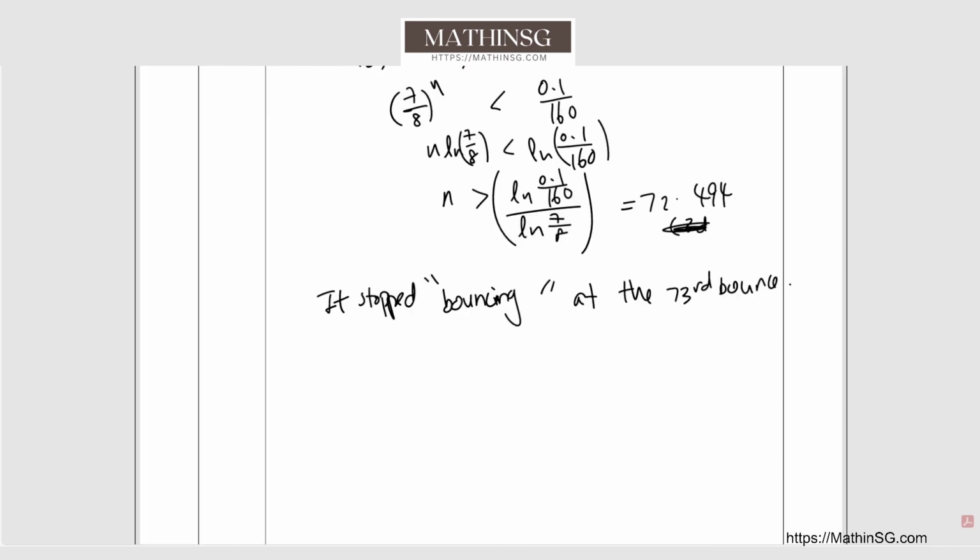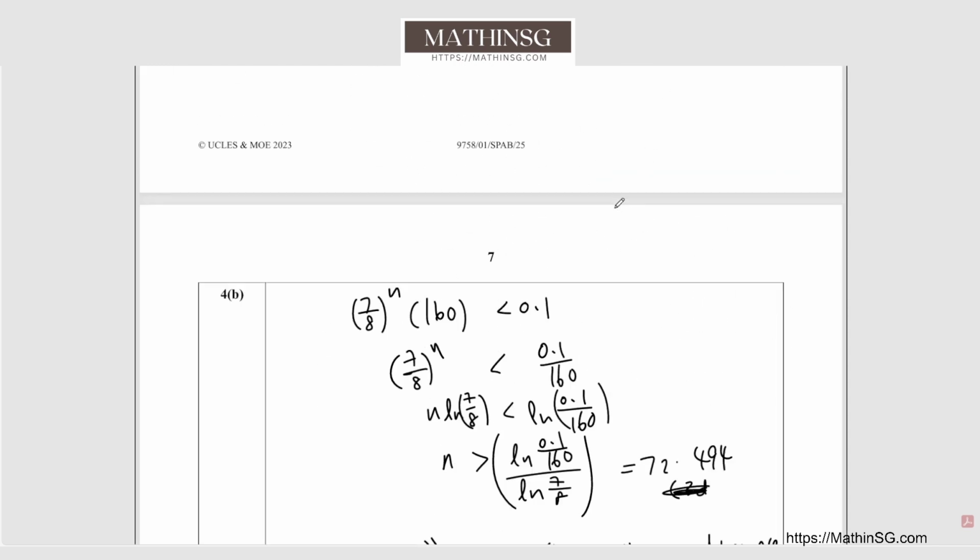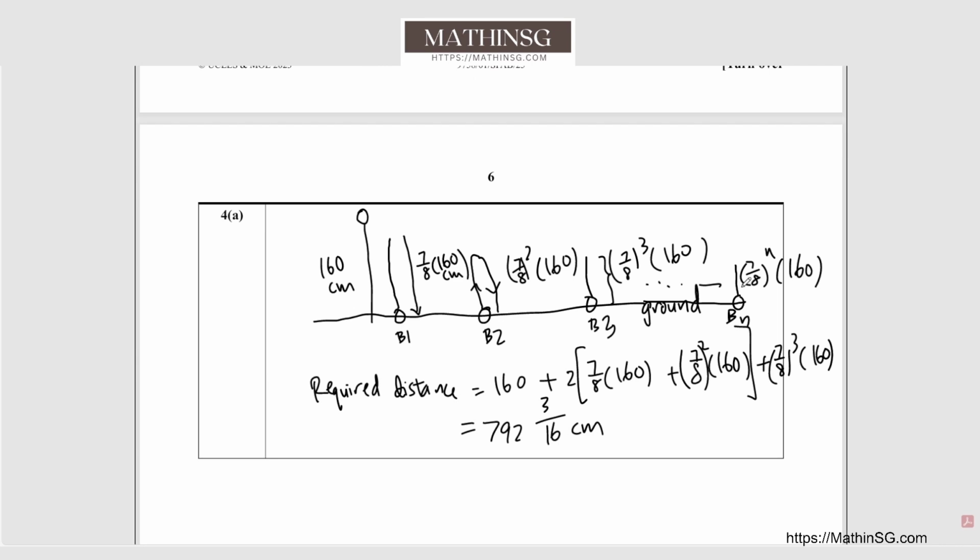Okay, so now with that, what are we asked? How many bounces the ball has made and the total distance the ball has traveled in this case. So we need to find the total distance traveled, from the start all the way up to the 72nd bounce, because we consider the 73rd bounce to have stopped. So we need to calculate how much it has traveled here.